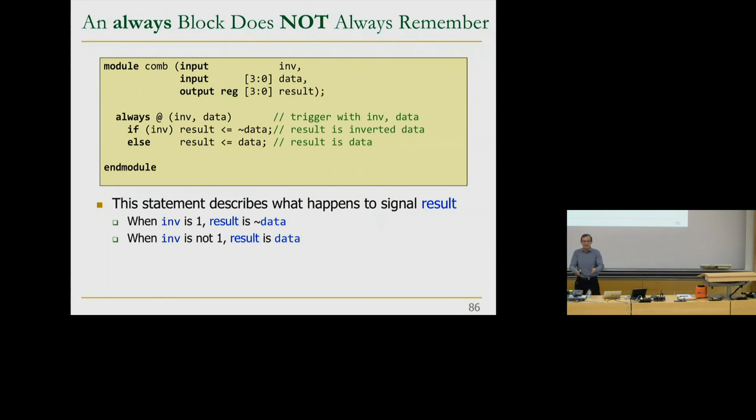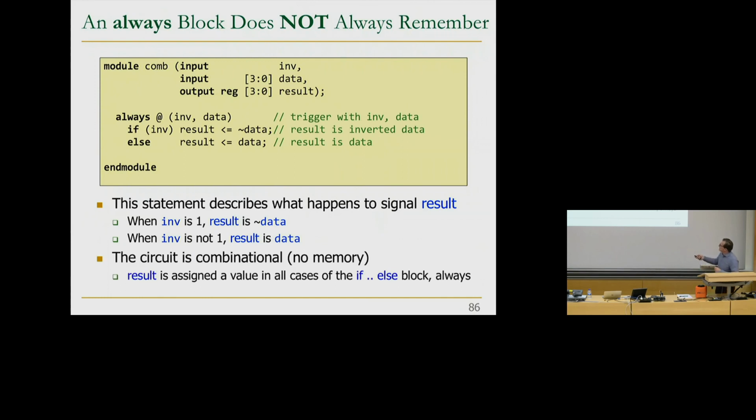Because whenever the inputs change, the outputs get assigned values, which may change. That's not a sequential circuit because there's nothing to remember over here. You don't remember things. Whenever the inputs change, outputs change. So the circuit is combinational, the result is assigned a value in all cases of the if-else block, always. So you need to examine the always block to see if it's sequential or combinational.